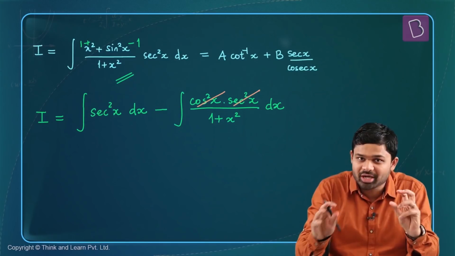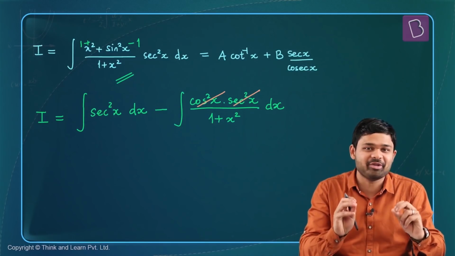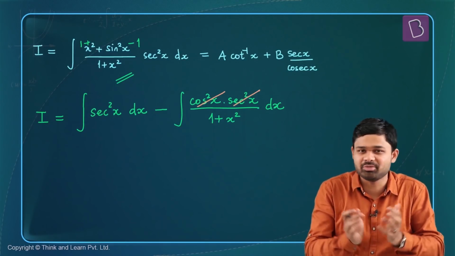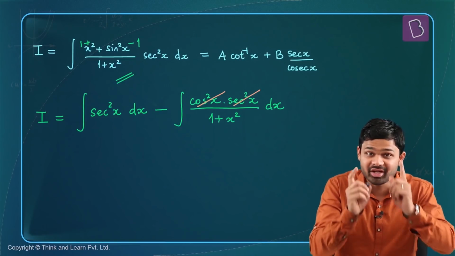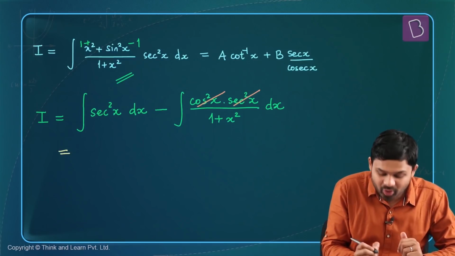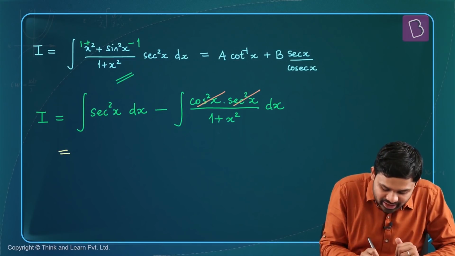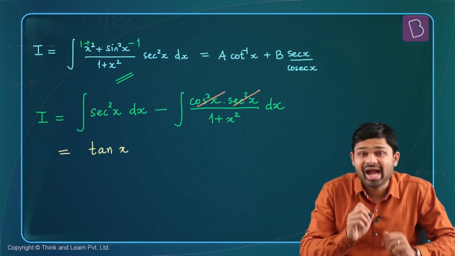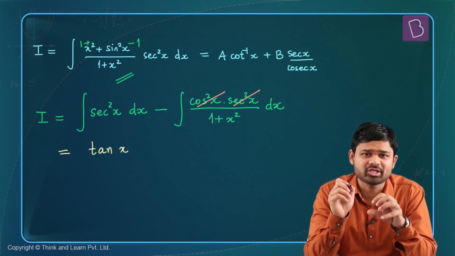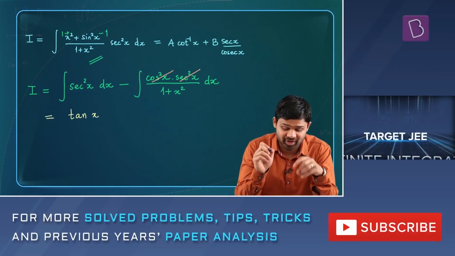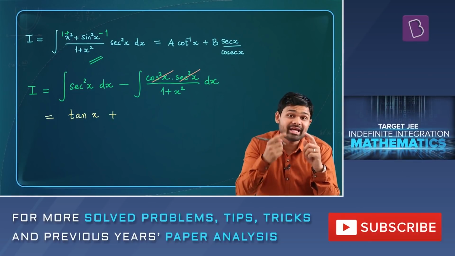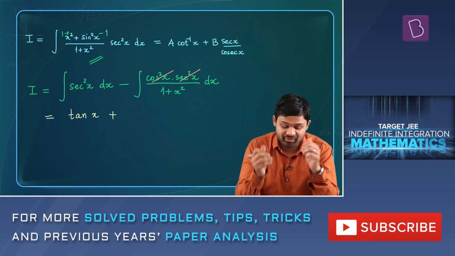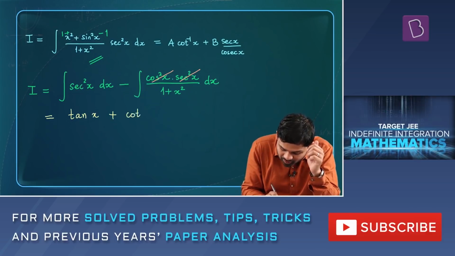I had to split the two terms, do a little bit of mathematical manipulation, and now I have arrived at two terms which I know to integrate very easily. This is a golden rule of integration, divide and rule. So now integral secant square x dx is nothing but tan x. And integral of 1 upon 1 plus x square is actually tan inverse of x, but there's a minus there, so I can write this as integral of minus 1 upon 1 plus x square, which is nothing but cot inverse of x.